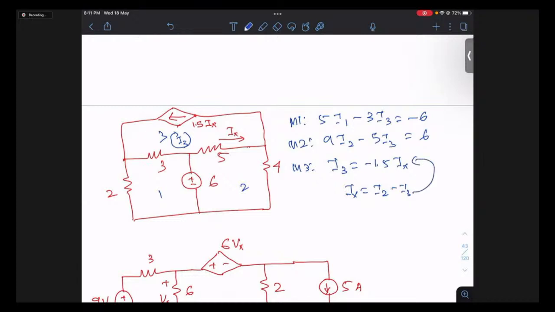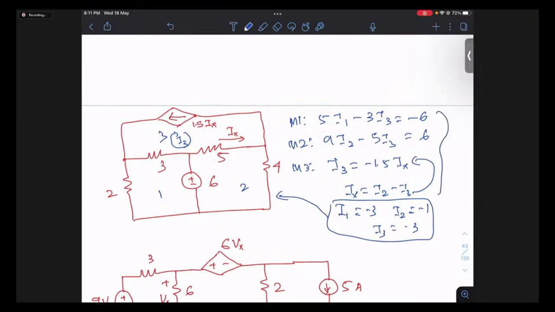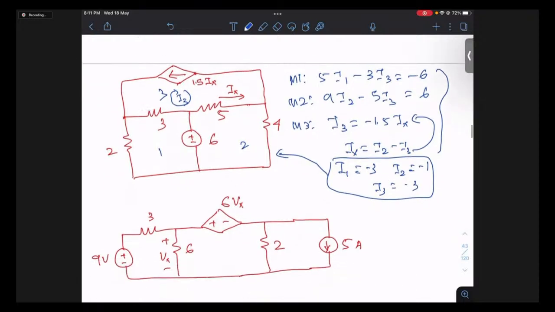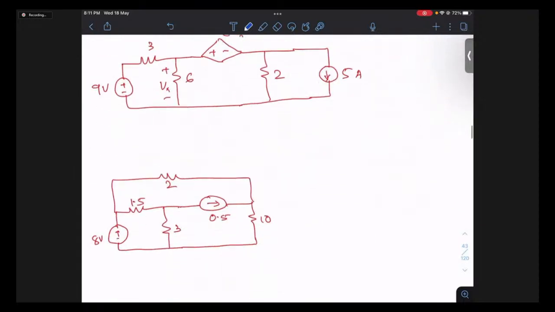So now you have 3 equations and 3 unknowns. You can easily simplify them to get the values of I1, I2, and I3. And if you do it, the value of I1 you are supposed to get is minus 3, I2 is minus 1, and I3 is also minus 3 amperes. So this is the solution of this problem. This equation you do at your end. I am not interested to solve them.